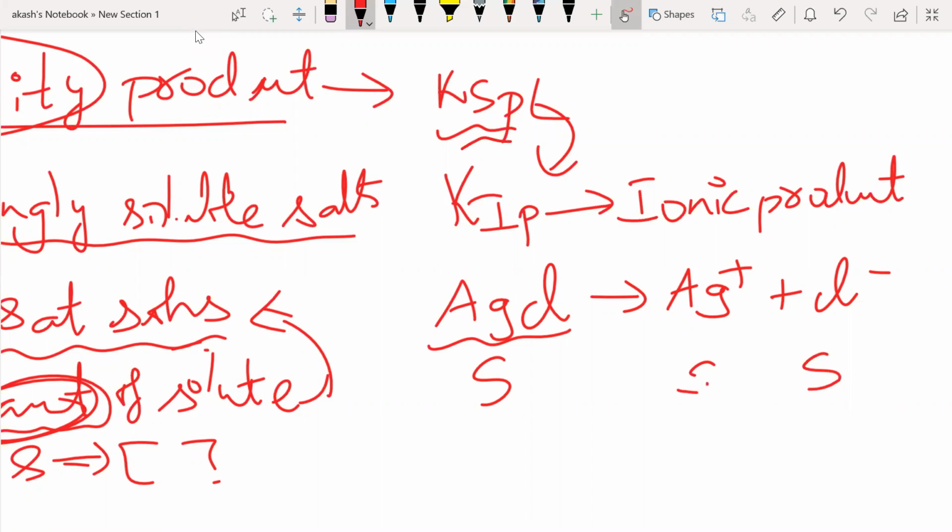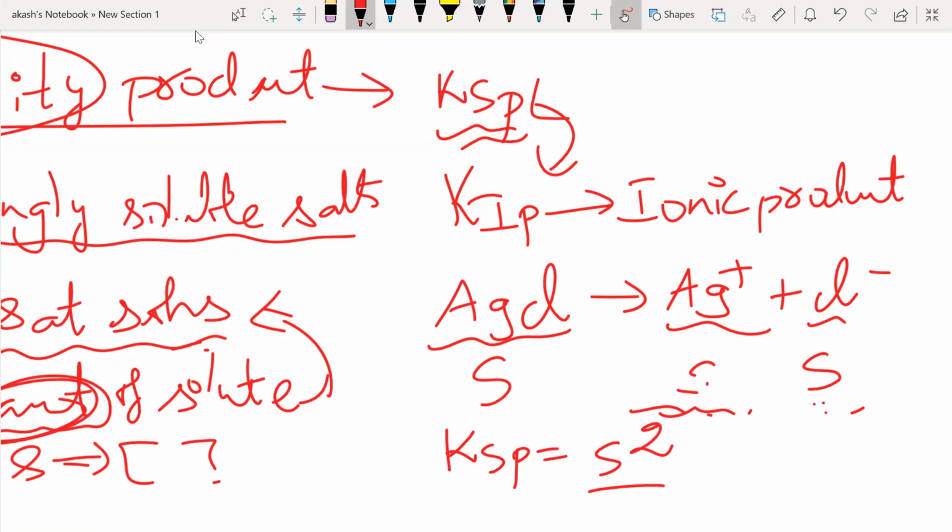So solubility product is the product of solubilities of the cation and anion present in the salt. That's it. So if I write the KSP here, that would be S square. How they'll ask questions is they will give you KSPs of different salts and ask which salt is more soluble in water. If they give the KSP value and ask you the solubility, it is going to be root of KSP, in case of this kind of salts.